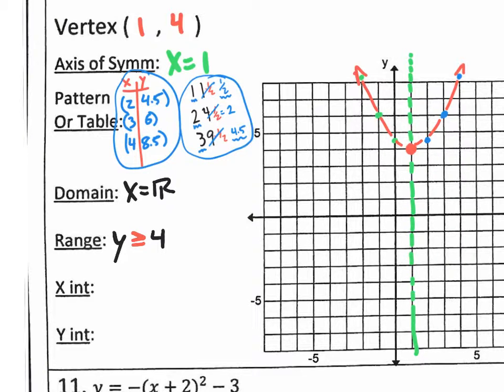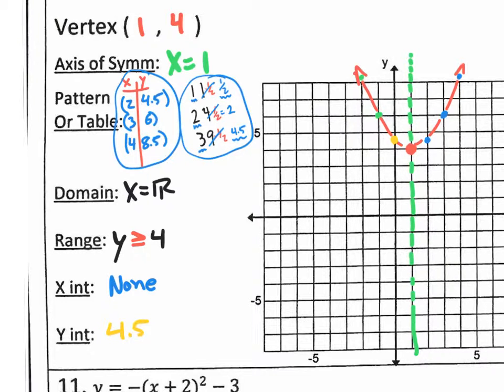Okay. How about the x-intercepts? Where does this cross the x-axis? It doesn't. So you put none. There are no x-intercepts. How about the y-intercept? Where does it cross the y-axis? Right here at this location, which is at the halfway point. So that's really 1, 2, 3, 4.5. So 4.5.